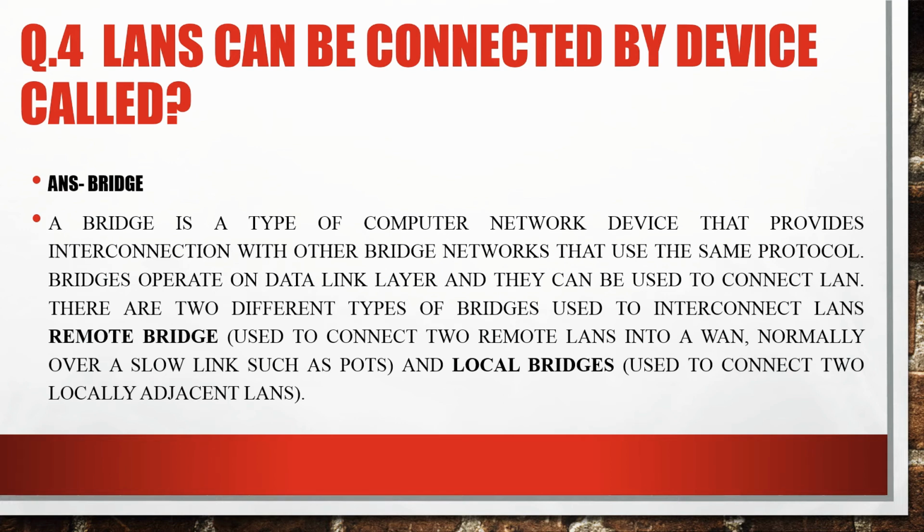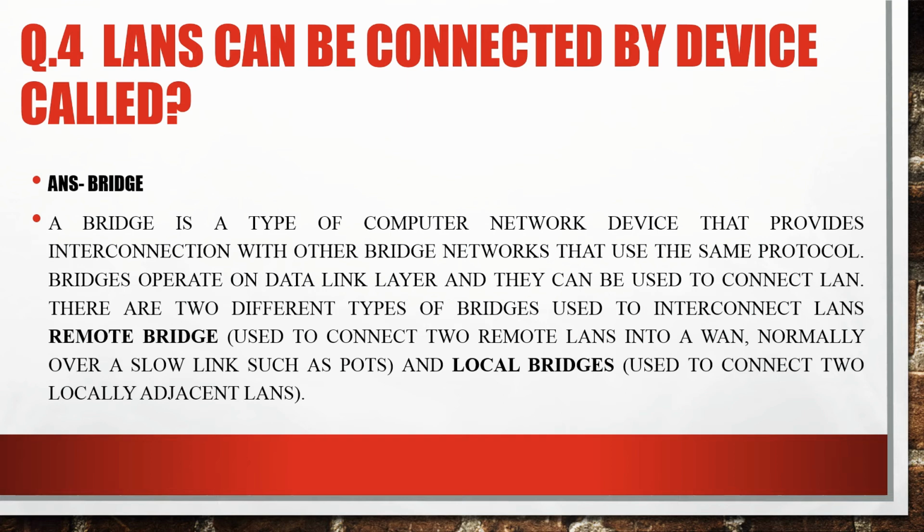Now let's learn a few points about the same. A bridge is a type of computer network device that provides interconnection with other bridge networks that use the same protocol. Bridges operate on the data link layer and they can be used to connect LANs. Students, please focus on a few points. Bridges are used to connect two LANs. The second point is bridges operate on the data link layer. I hope you got it, where the data link layer exists in the OSI model.